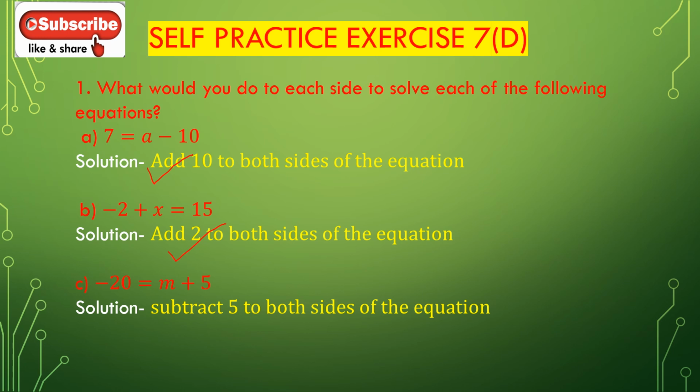C, minus 20 equal to m plus 5. Here right hand side m plus 5 is given. Here adding 5. So inverse operation of addition is minus. So subtract 5 on both sides of this equation to solve the value of the variable m. So subtract 5 to both sides of this equation.